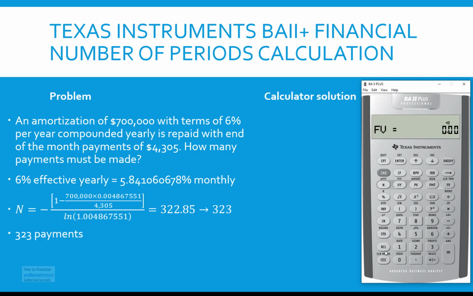If you want to review, press recall, I, 6, recall, PV, 700,000, recall, PMT, negative 4305, and recall FV, 0. Press compute and press N. There are 322.85 payments, which we round up to 323 payments.